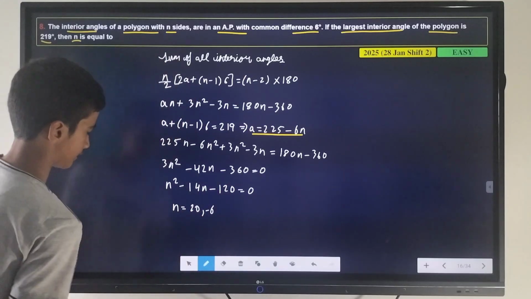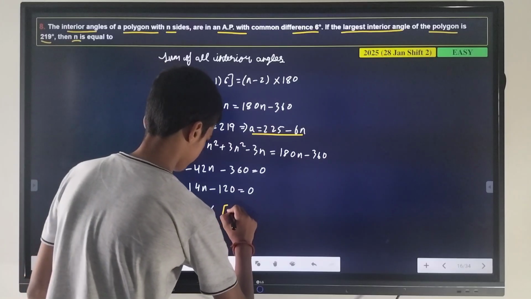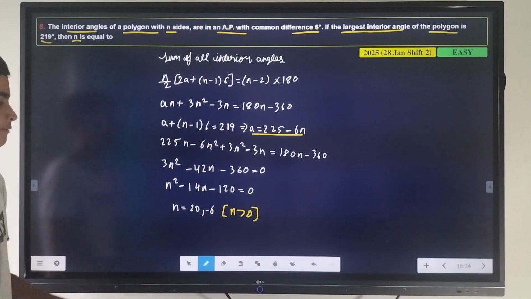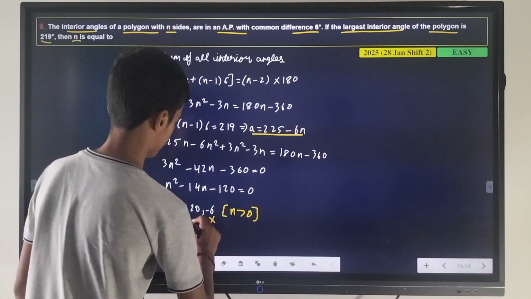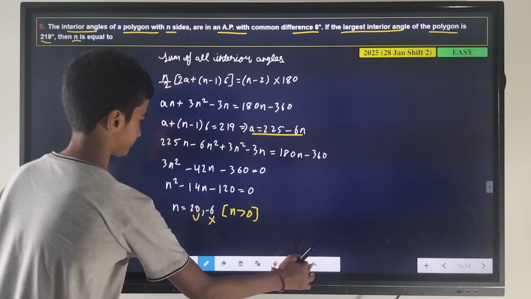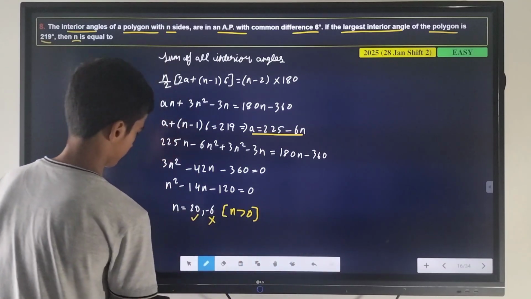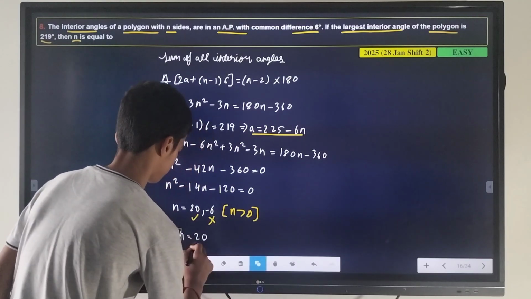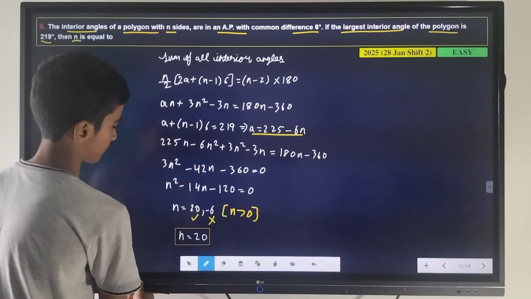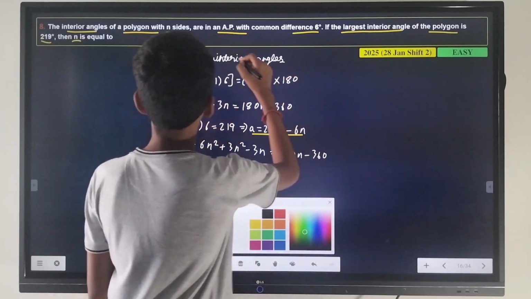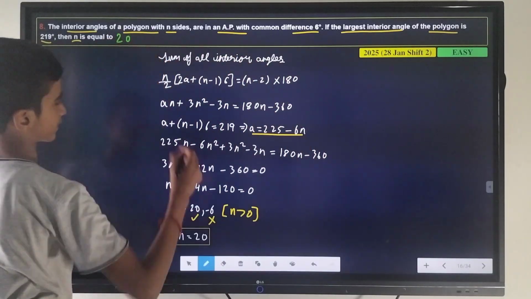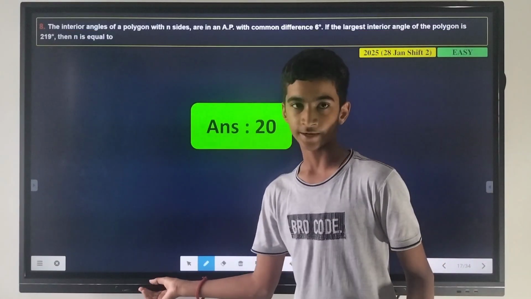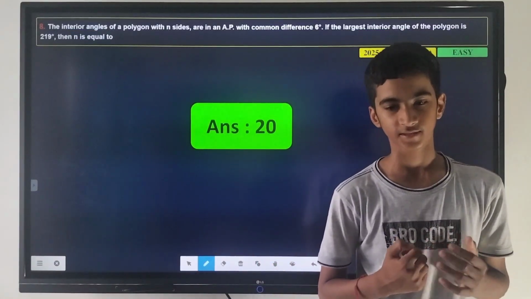Yes, it's correct. Our n should be greater than 0 because n is the number of sides. Minus 6 rejected, 20 accepted. So our n is equal to 20. So from here our answer is 20. And here is our solution and we can see that our answer is correct.